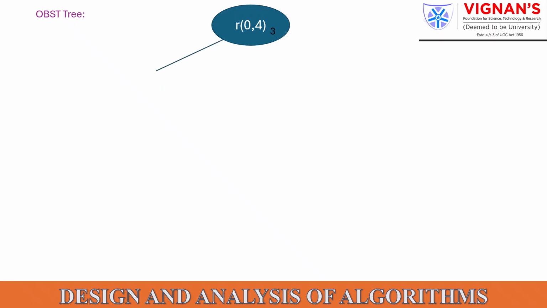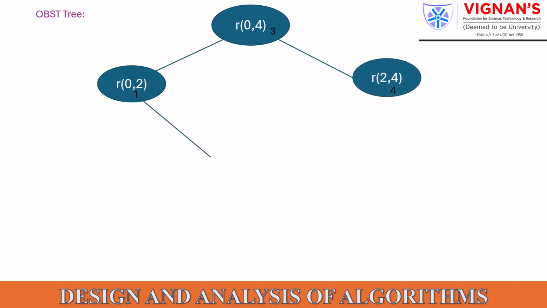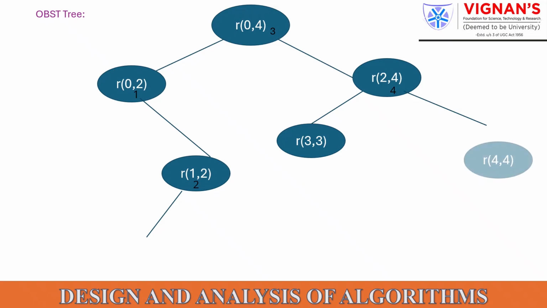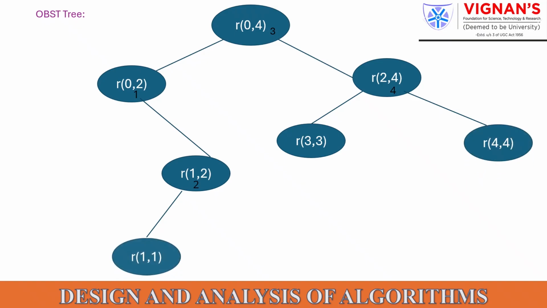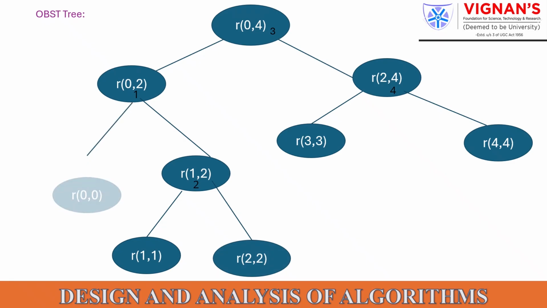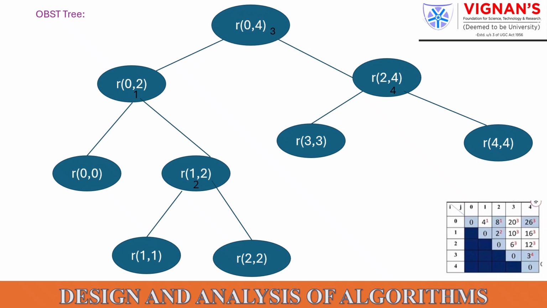Its left subtree is formed from R(0, 2), with root key 1, and its right subtree is formed from R(2, 4), with root key 4. Further, R(1, 2) gives root key 2, and R(3, 3) and R(4, 4) are leaf nodes. Thus, using the root table obtained from dynamic programming, the complete optimal binary search tree is constructed.